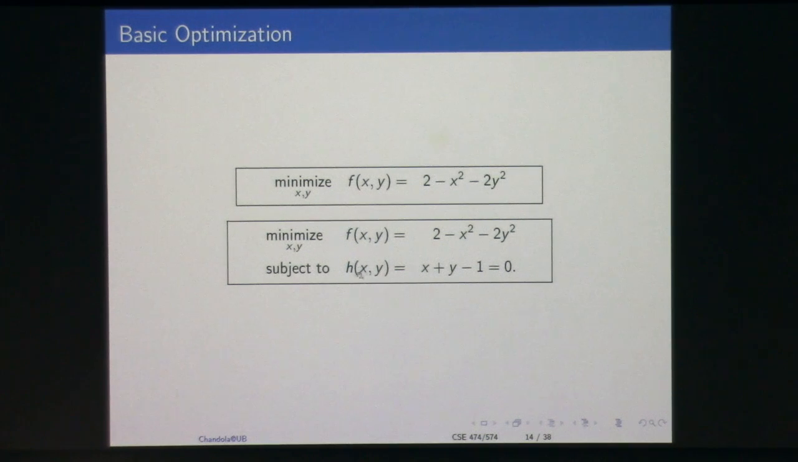You're saying you want to minimize this f of x, y, but your solution should satisfy this constraint, which means that any solution that you get, the x and y should sum up to 1, right? That's the idea. So how do we solve this problem? Because if you just solve this, it might not necessarily satisfy these constraints, right?